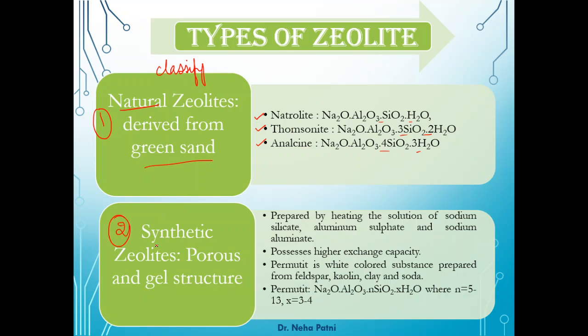The second one would be synthetic zeolite. The name itself suggests that you are making it in the lab. They are completely artificial. You are synthesizing it. Obviously you can prepare them because you know the formula, right? If the formula is known, you can prepare them by selecting the chemicals. Like here, these chemicals are selected and they are used to prepare zeolite.